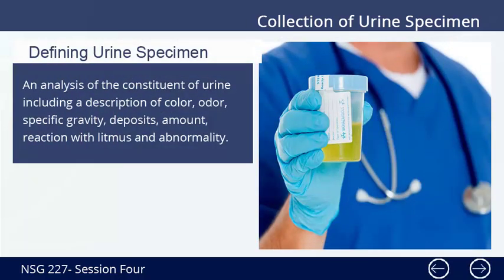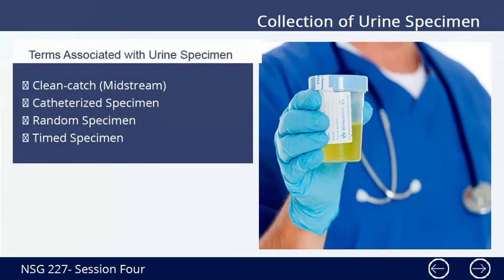Defining urine specimen. An analysis of the constituents of urine, including a description of color, odor, specific gravity, deposits, amount, reaction with litmus, and abnormality. Terms associated with urine specimen. 1. Clean catch, midstream. A voided specimen caught in a sterile container after cleansing of the mucus and voiding a small amount prior to catching the specimen. It is used for urine culture.